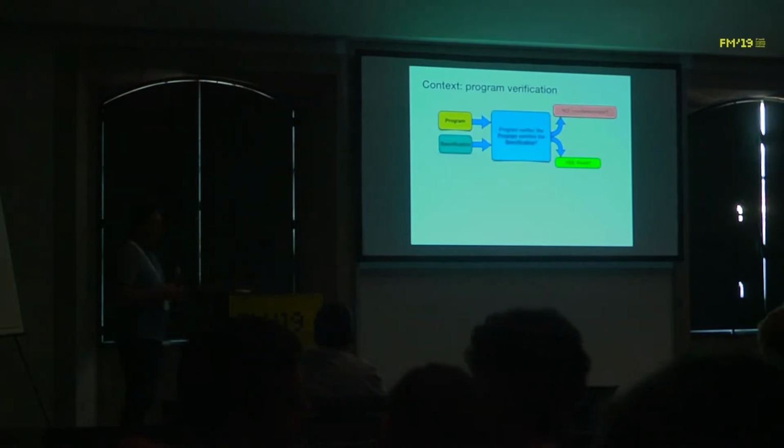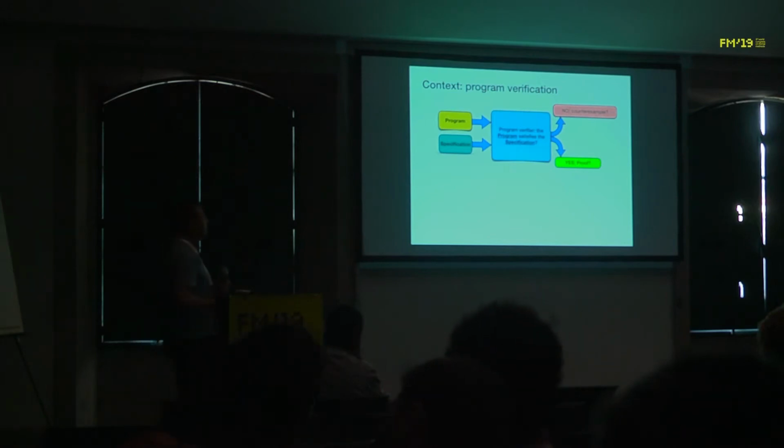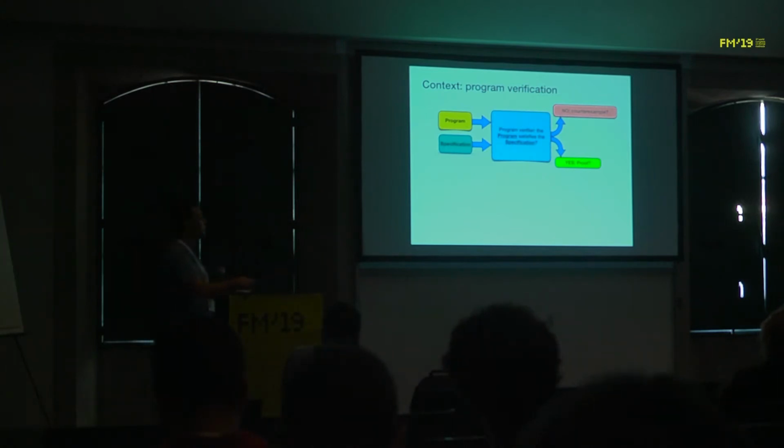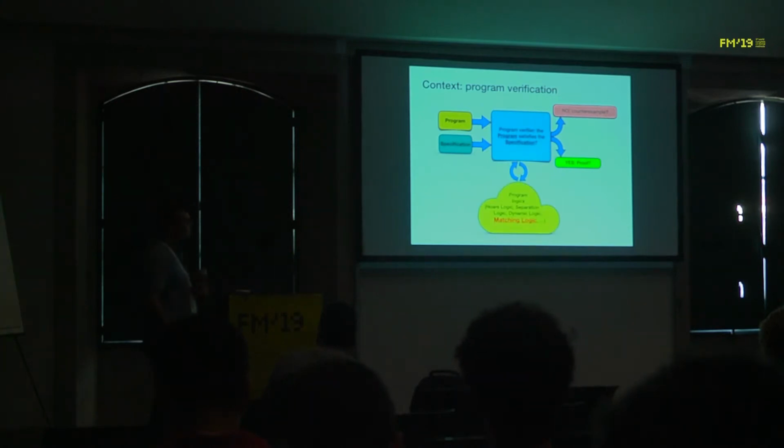All right, so I'll just go back a little bit and remind you the program verification problem, where you have a program and a specification, and the program verifier tries to answer this question: does the program satisfy the given specification? And if the answer is yes, then you want a proof. If the answer is no, probably you want a counterexample of that. And typically, these tools are based on some logics for program reasoning. And yeah, you can find here an enumeration of the ones that you know.